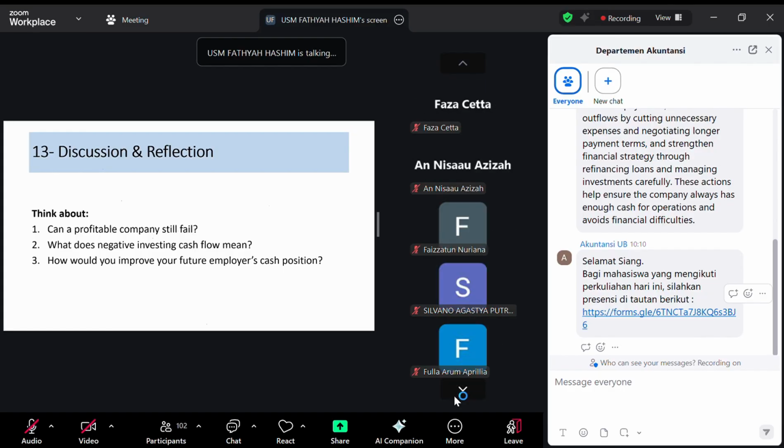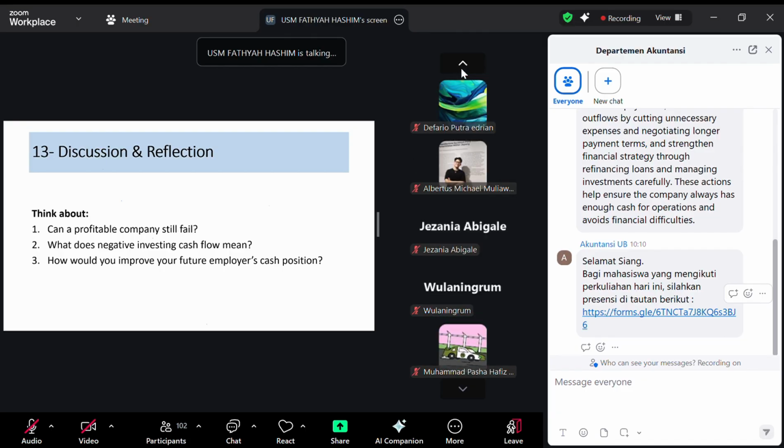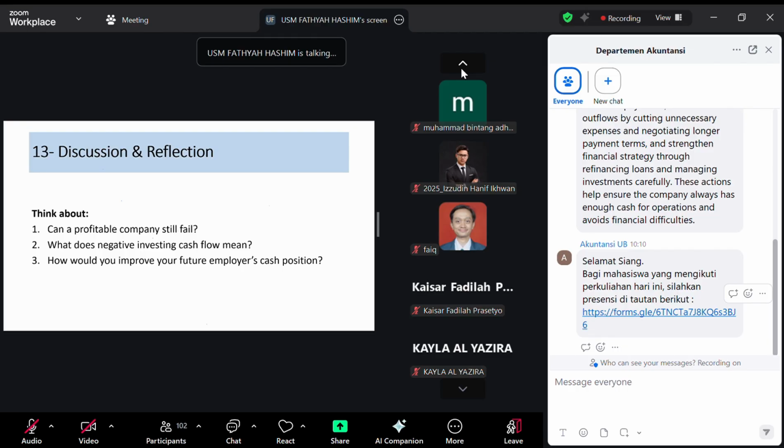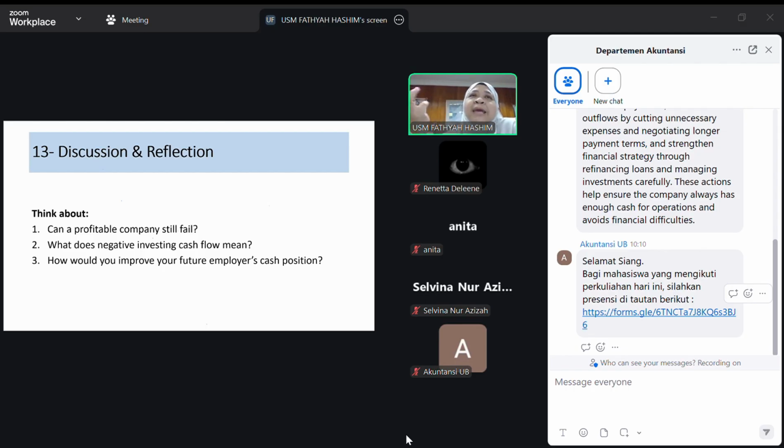How would you improve? In order to make a recommendation for improvement, not just on cash flow statement matters but also in life and others, we need to really understand what the issue is. If you don't understand how to read the cash flow statement, how would you be able to advise your management or employers on this? You need to imagine that.